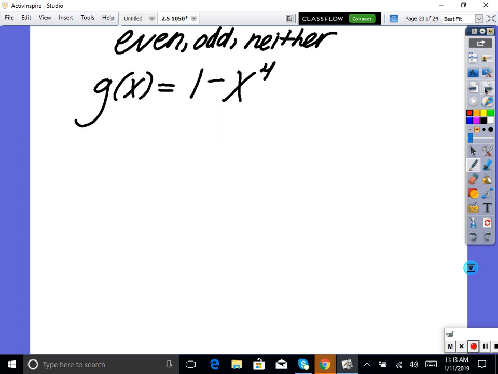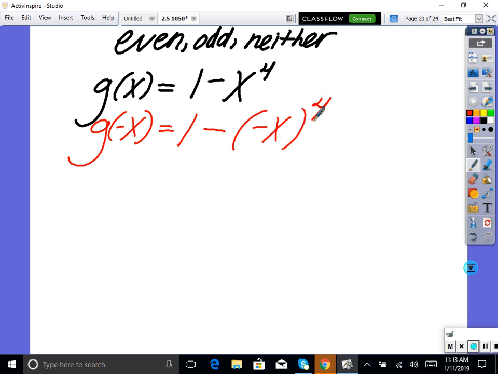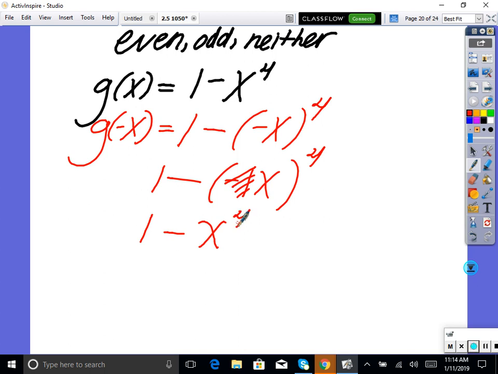Even, odd, or neither. Here we go. So you'd say to test this, I plug in a negative x. So using parentheses, 1 minus negative x to the 4th. This negative doesn't get put in, so guys, 1 minus, nothing can happen with that, right? Now this is negative 1x to the 4th. Isn't a negative to the 4th power positive? So then we have 1 minus x to the 4th. Isn't that as simplified as it gets? Yes. Is it the exact same as the original? Yes, so it's even.